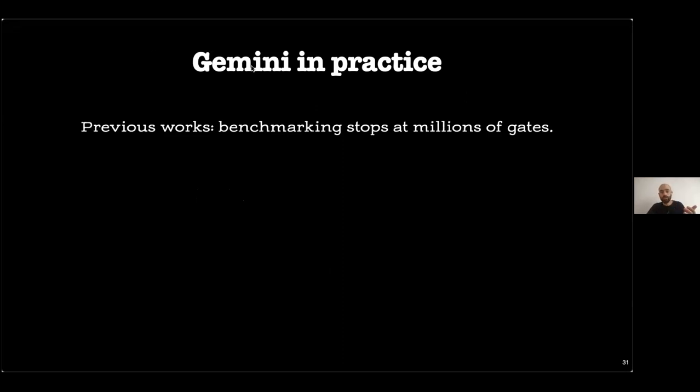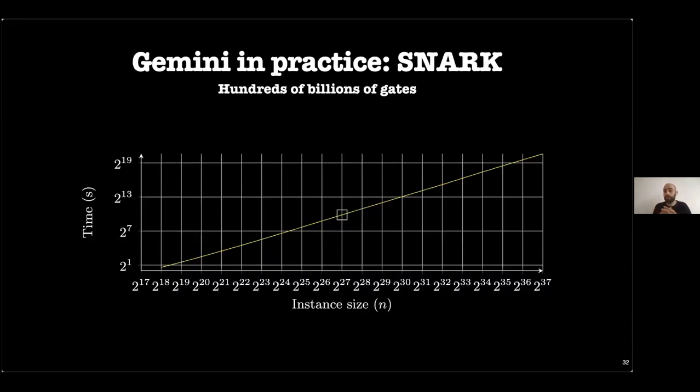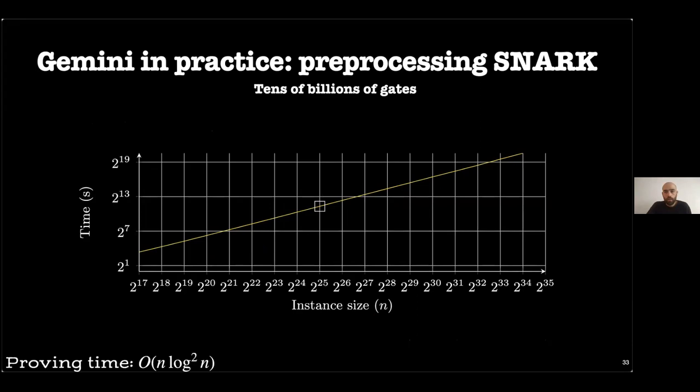In practice, a lot of works in the past were stopping at, I don't know, millions of gates. In our case, we can go up to 2 to the 37, so we're talking about hundreds of billions of gates. Even if we run our own time-efficient prover on a very large machine, we cannot go further than 2 to the 27. So all of what you see over here is space that can be harvested only by using streaming techniques. We also do the same for preprocessing, where we stopped a bit before at 2 to the 34, but the moral is the same.